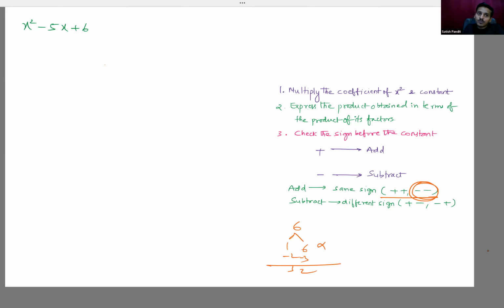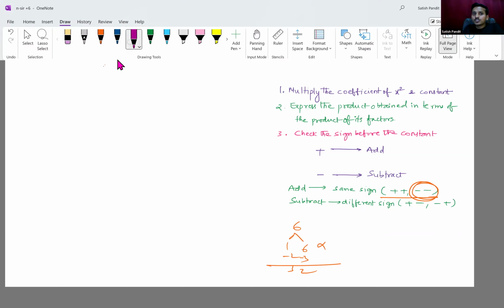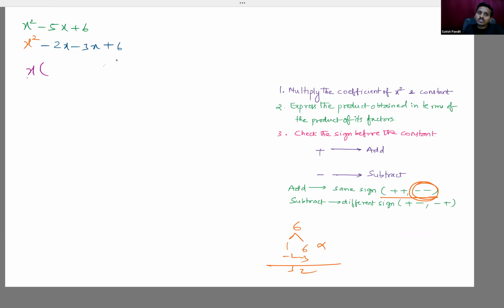Clear? And that is why x square I'll write as it is. -5x I can write as what? -2x and -3x. This will give -5x, okay? And then +6 I'll write as it is. What is the next step? Take common from the first two. What is common from the first two? X is common. What is left? X minus 2. Write the bracket thing once again.